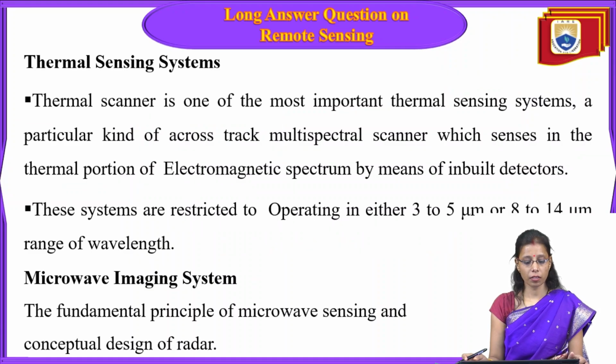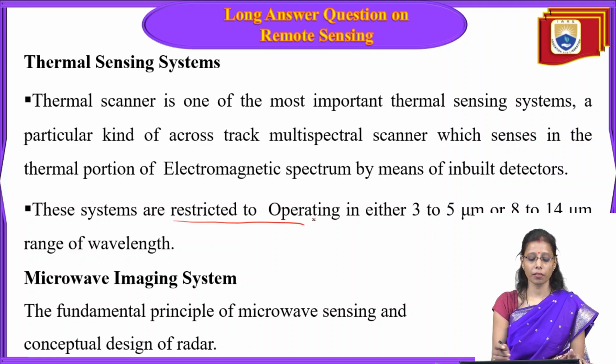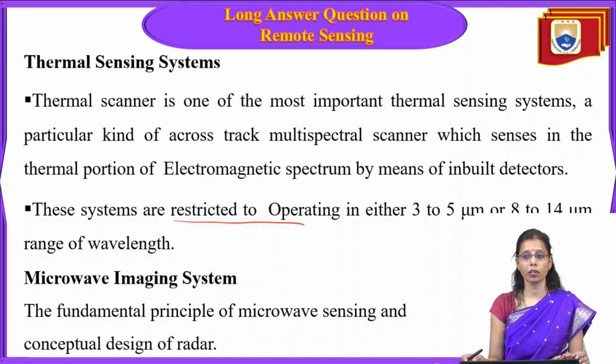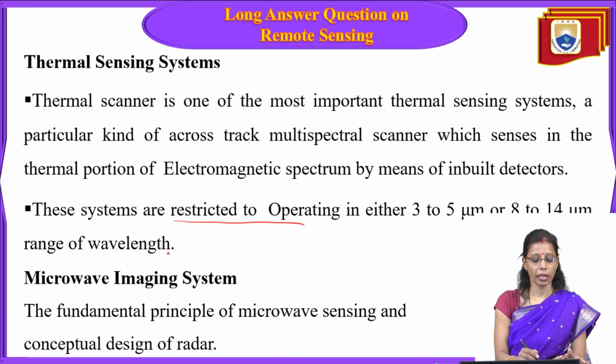Now, thermal sensing systems. The thermal scanner is one of the most important thermal sensing systems, a particular kind of across-the-track multispectral scanner which senses in the thermal portion of the electromagnetic spectrum by means of inbuilt detectors. It is a system that works only in the thermal region of the electromagnetic spectrum, with inbuilt sensors working in that region itself. These systems are restricted to operating in either the 3 to 5 micrometer or the 8 to 14 micrometer wavelength range.